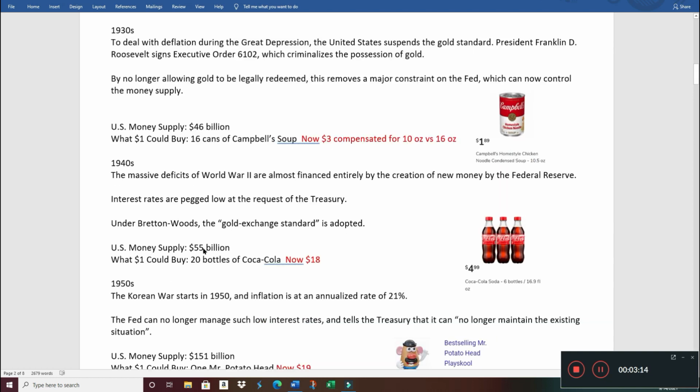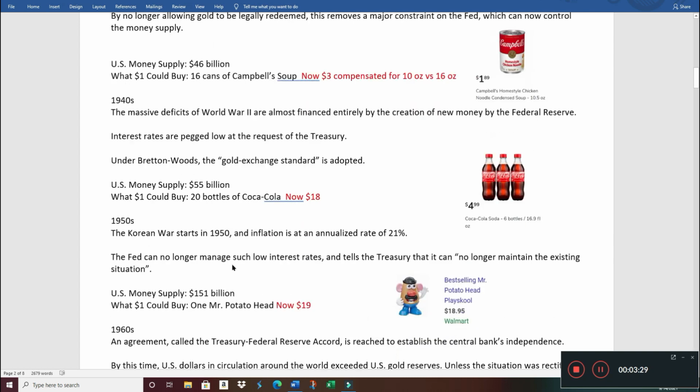1940s, U.S. money supply went to 55 billion. $1 could buy 20 bottles of Coca-Cola. Now it's roughly $18 for 20. And these are plastic, not the glass ones. Some of you may not realize we used to have glass Coca-Cola bottles.